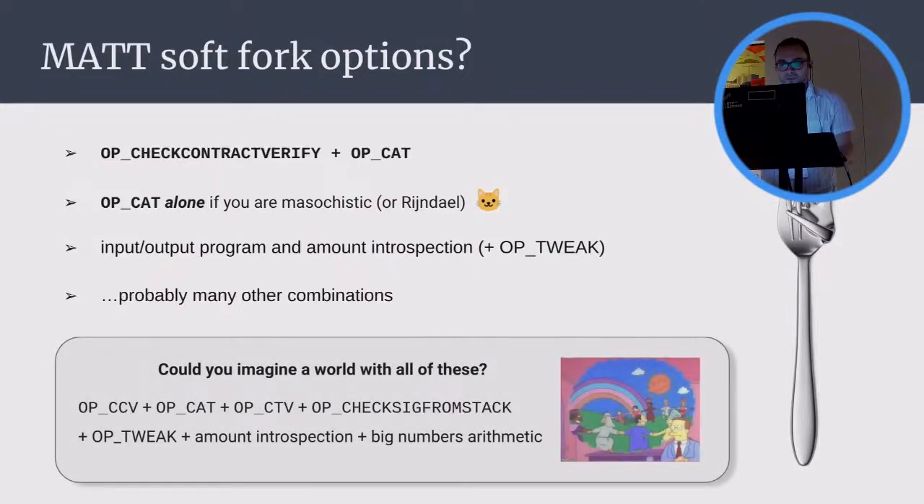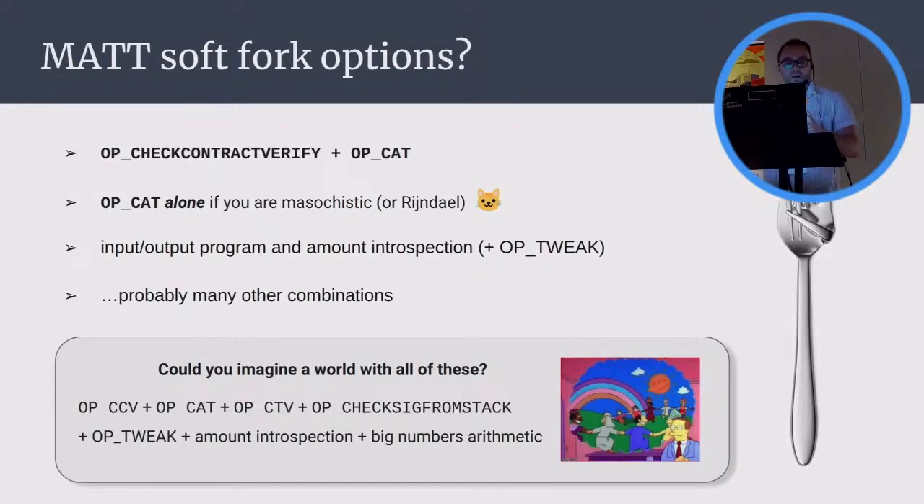And so in implementing these things, I think it's useful to just play with the tools that we have right now, so that we can discover what we can do with them. And my claim is that if you consider, for example, the set of opcodes listed there: check contract verify, OP_CAT, something like CTV or TX hash, and check signature from stack, and tweak, plus some other opcodes like amount introspection and big numbers arithmetic.